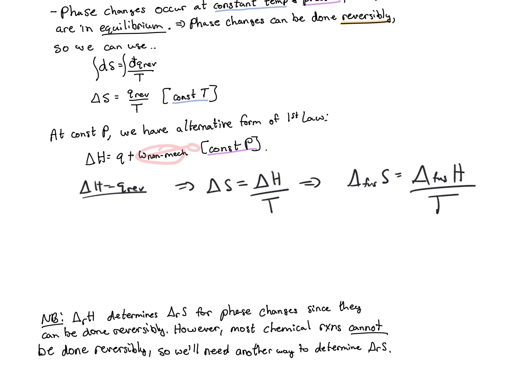Again, important to note here that delta H determines delta S for phase changes, since they can be done reversibly, but for most chemical reactions, we can't just determine the change in entropy from the change in enthalpy. Usually this equation doesn't hold. It only holds for phase changes. This would also work for vaporization, and you can replace it with all the other normal phase changes, sublimation, where we can do these processes at equilibrium.